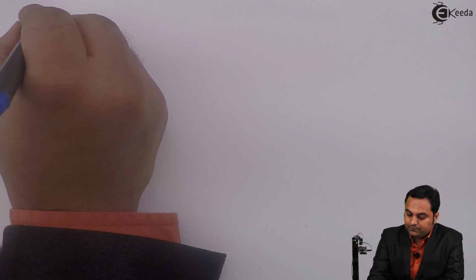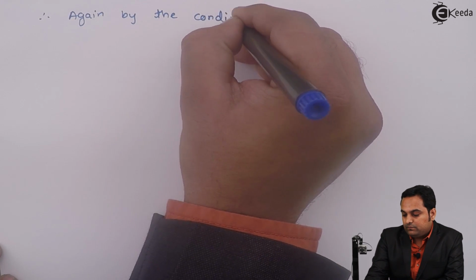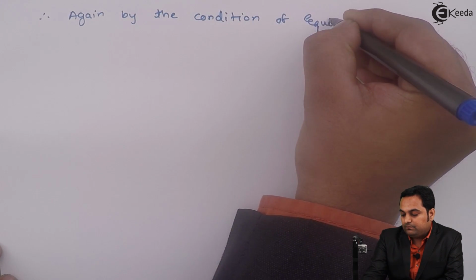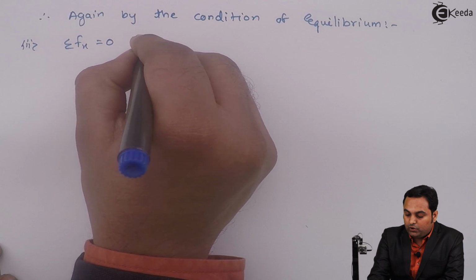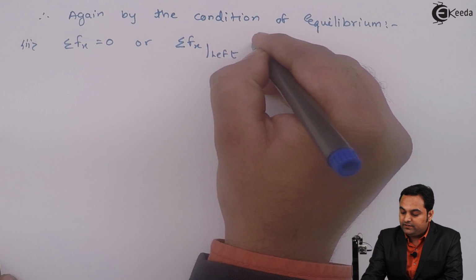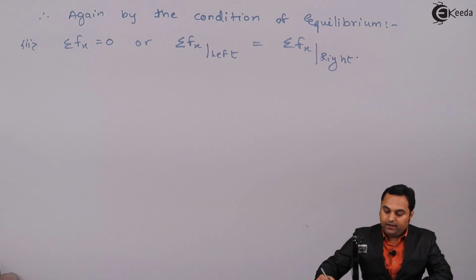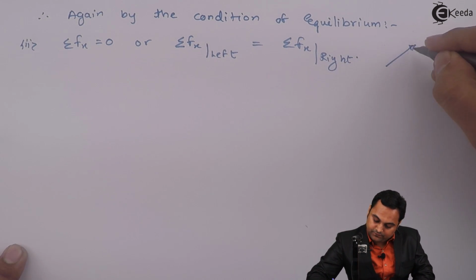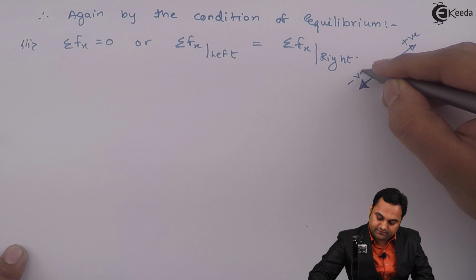So after reaching here, I'll say that therefore again by the condition of equilibrium, summation of Fx is equal to 0, or I can say that the sum of forces acting along x on the left hand side is equal to the sum of forces acting along x on the right hand side. And here the parallel plane, forces acting parallel and up the plane are positive, forces acting parallel and down the plane are taken as negative.